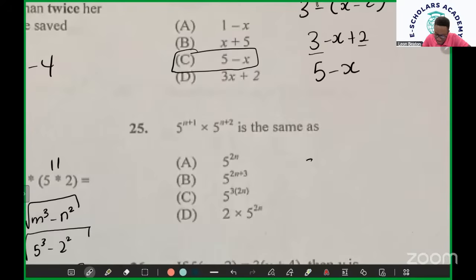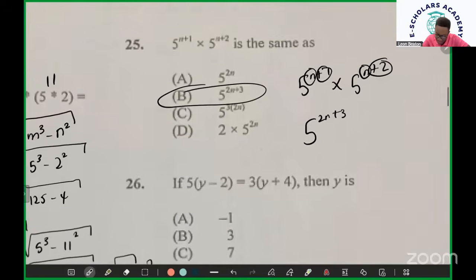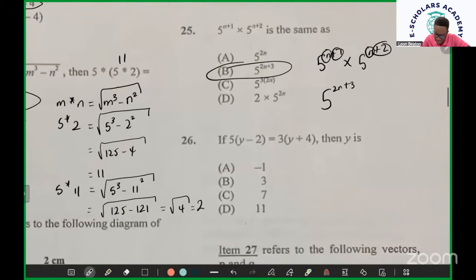So we did this one many times. So 5 raised to the n plus 1 times 5 raised to the n plus 2. We know this will be 5, and we add the n and the n, this will be 2n. We add the 1 and the 2, this will become plus 3. So we know this is B. Light work.